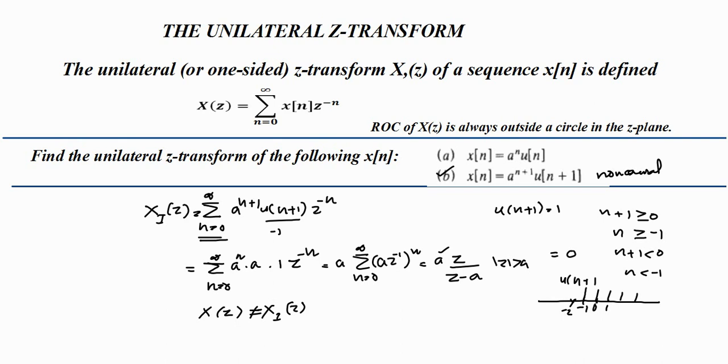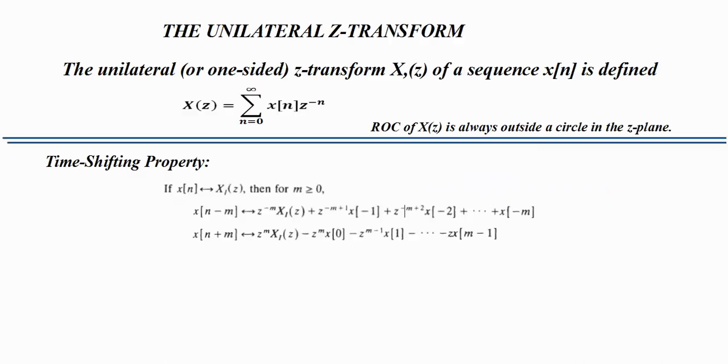We will discuss the next question. Actually, one property, a property of the unilateral z transform. See, most of the properties of the bilateral z transform and unilateral z transform are same, except the time shifting property, and we need to observe this particular property, the time shifting property.